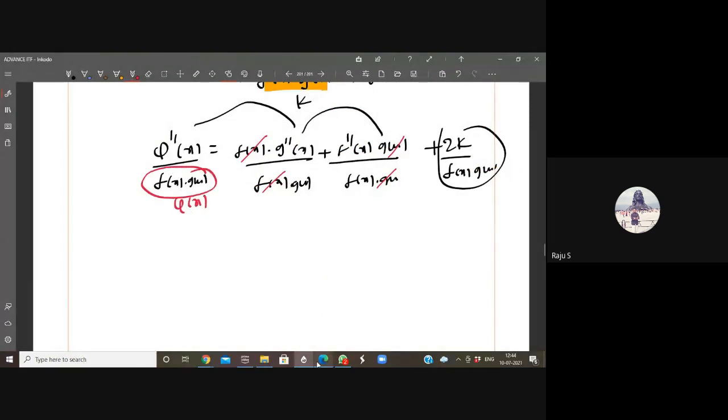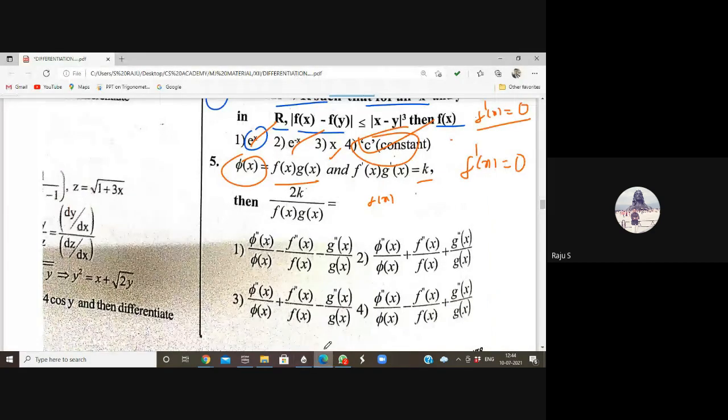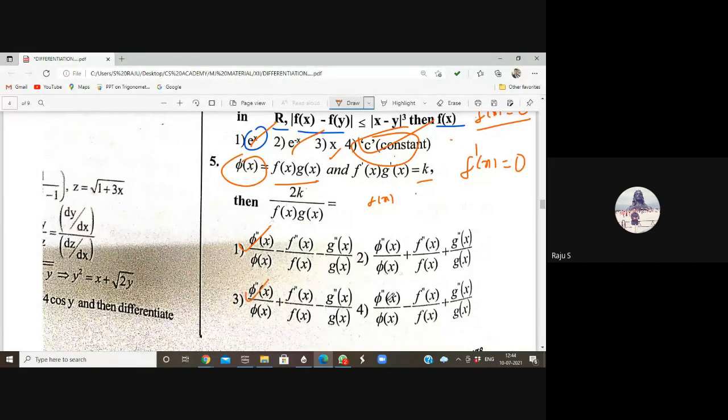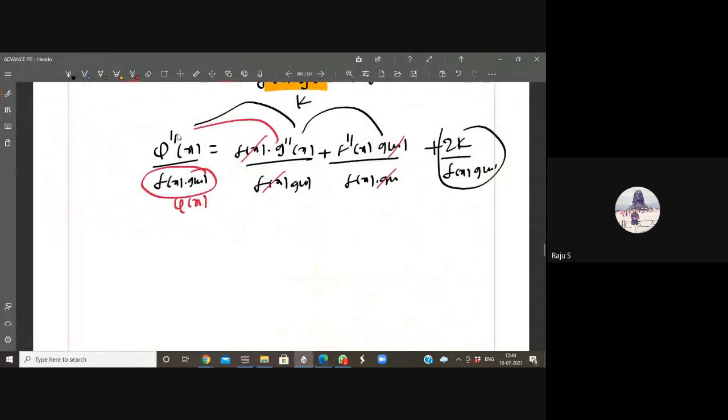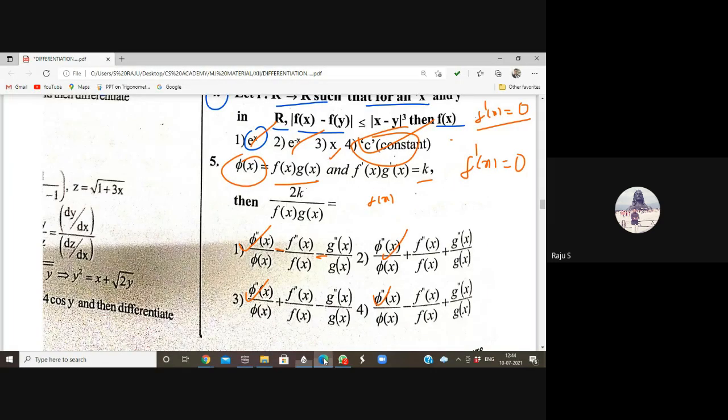So what is the answer? Which of the following options is correct? First option. That's all. Take these two values to the left side, it will become negative. Next question.